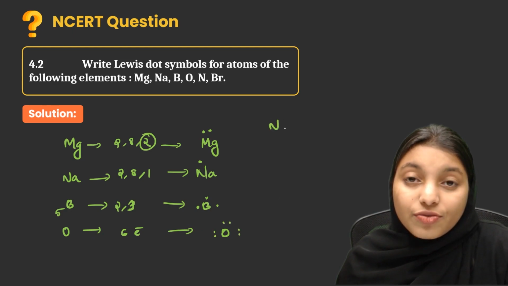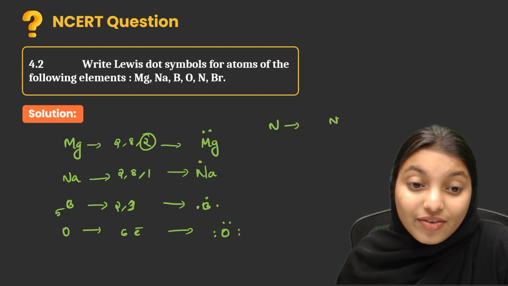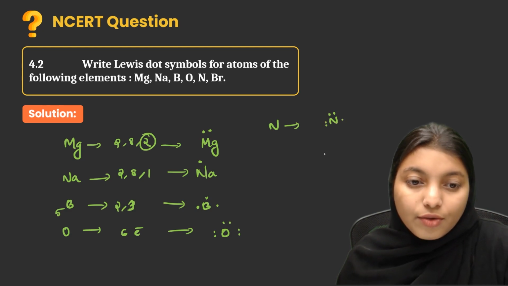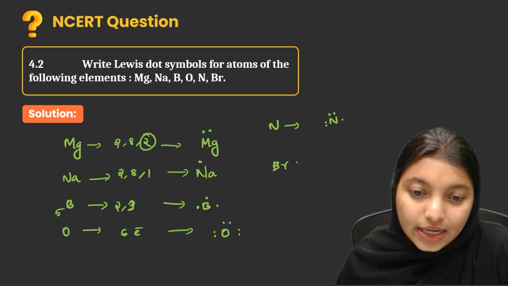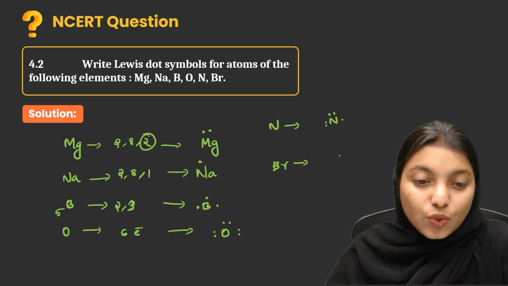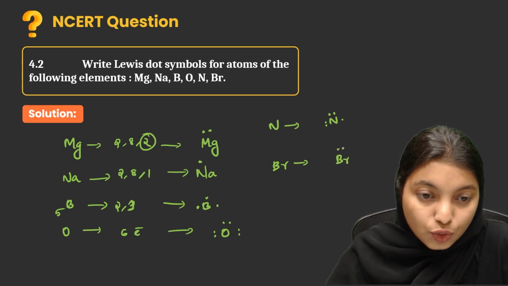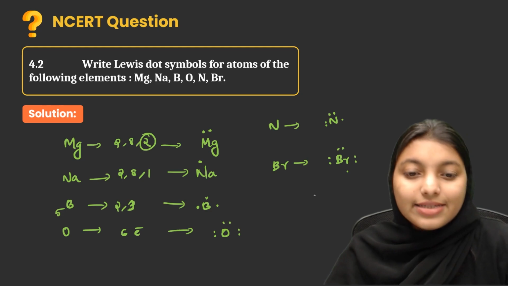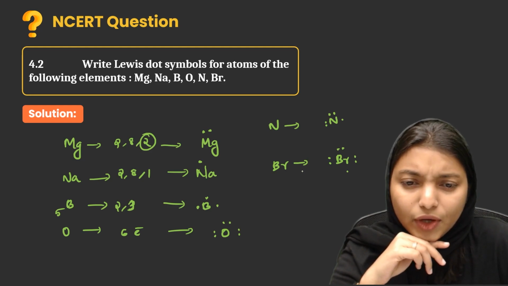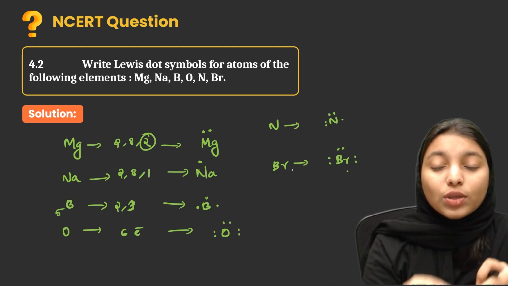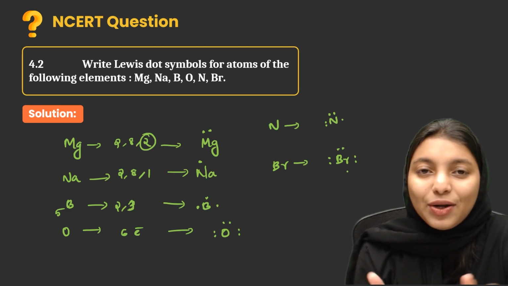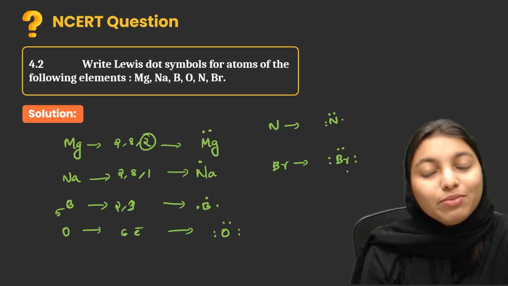Coming to nitrogen, which is a 15th group element, it has 5 electrons in its outermost shell. So I can write it like 2, 4, 5. Bromine is a 17th group element, so it must have 7 electrons in its outermost shell. So it will be bromine 2, 4, 6 and 7. This is how we can represent these elements by Lewis dot symbol. Very easy. You have to show the number of valence electrons along with the element. I hope you got this one. If you have any doubt, please let me know.